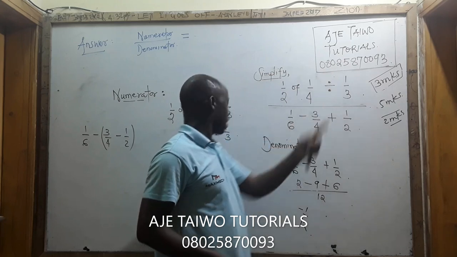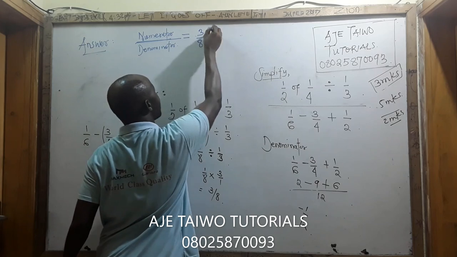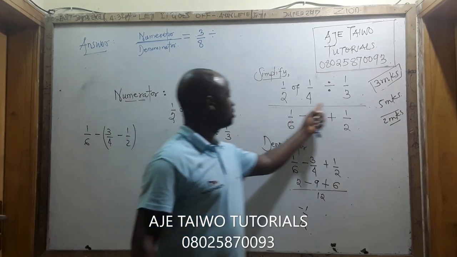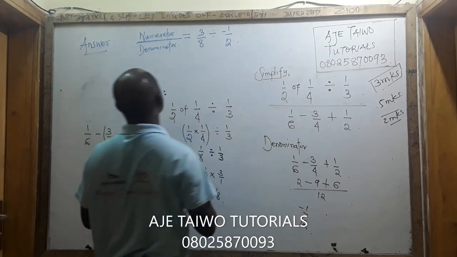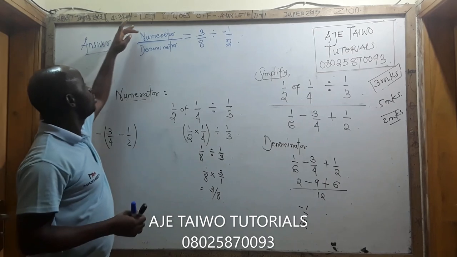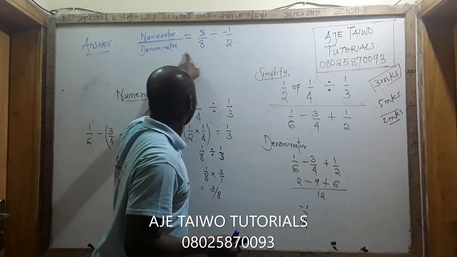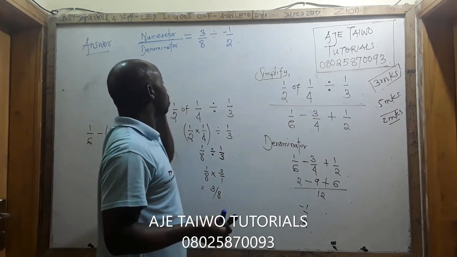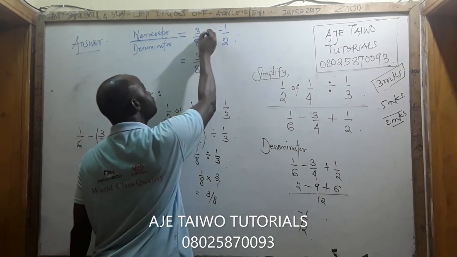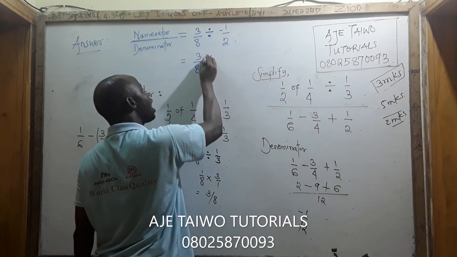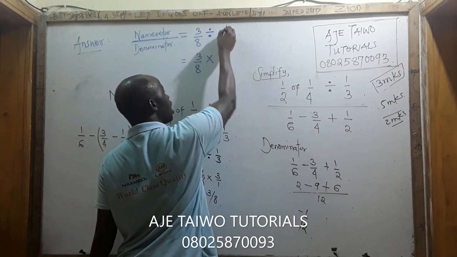This is called the numerator. And I got 3 over 8. This thing means divide. Denominator, I got minus 1 over 2. You have numerator 3 over 8, and denominator minus 1 over 2. What will I do now? That will be 3 over 8, division turns to times. This 2 goes up. Minus 1 comes down.